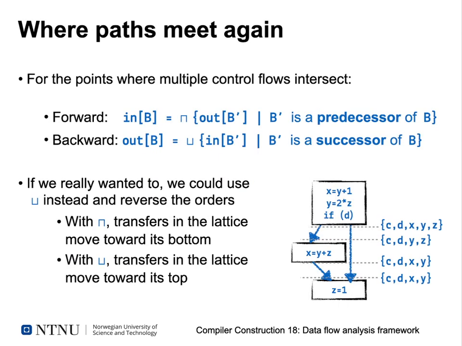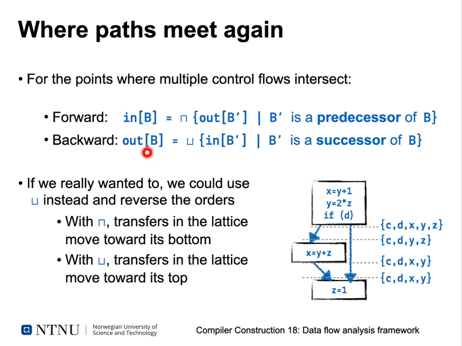Now this gets more interesting and useful where control paths meet. For points where multiple control flows intersect, we can finally use our meet and join operators. The inset of a basic block where control flows meet is the meet of the outsets of all predecessors of our basic block, which we call B prime, and there can be one or more. And if you do a backward analysis, then we have to go in the other direction again.